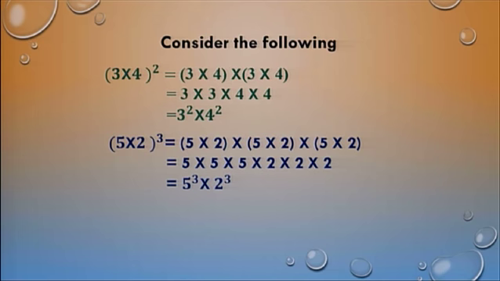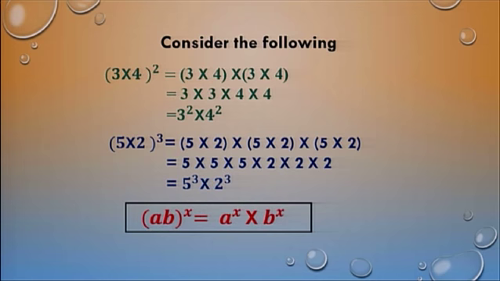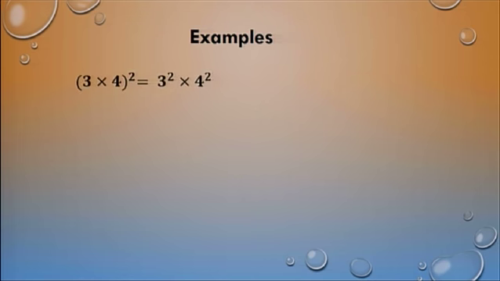We can generalize these two results as a rule. That is, if we have AB in a bracket with power x, it can be written as A power x times B power x. That is, the power x belongs to both A and B. Let us use this rule in some examples. If we have (3 times 4) power 2, it is equal to 3 power 2 times 4 power 2, which can be evaluated as 9 times 16 equal to 144.